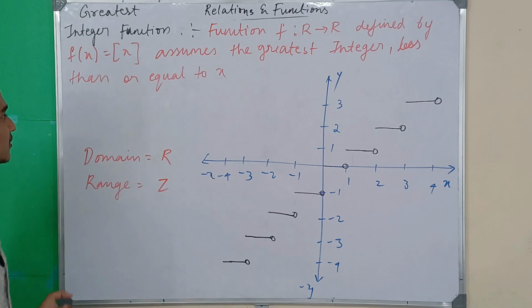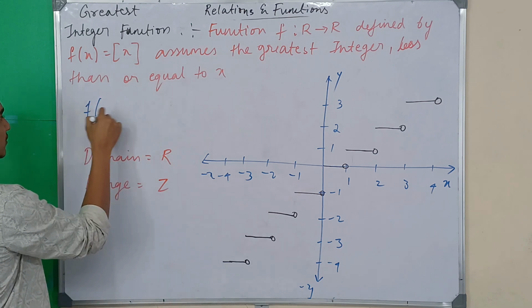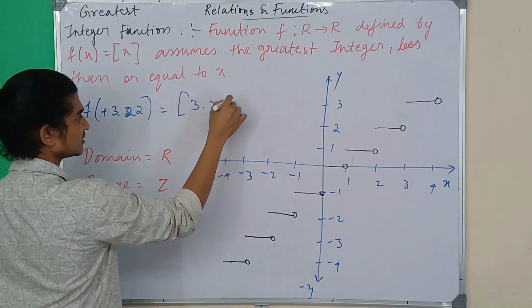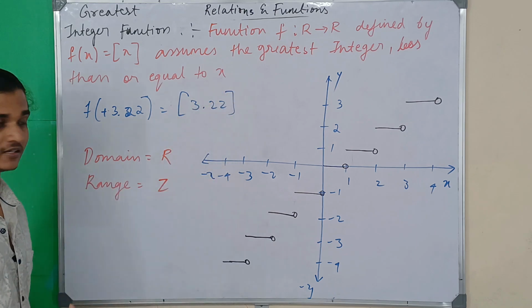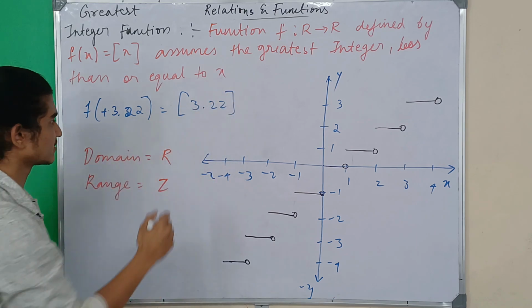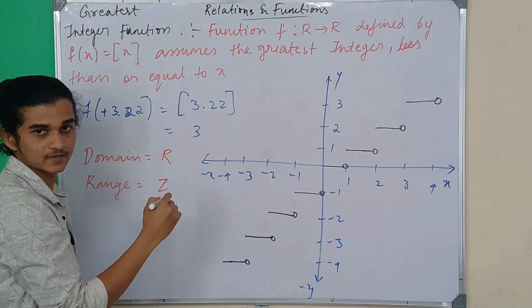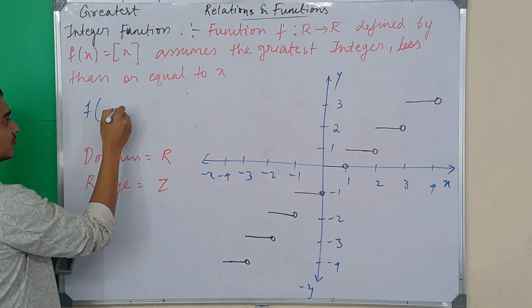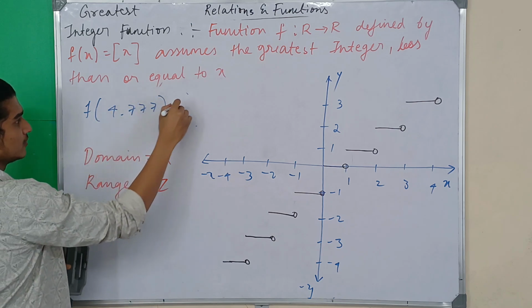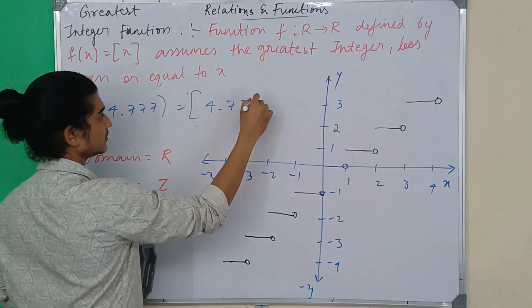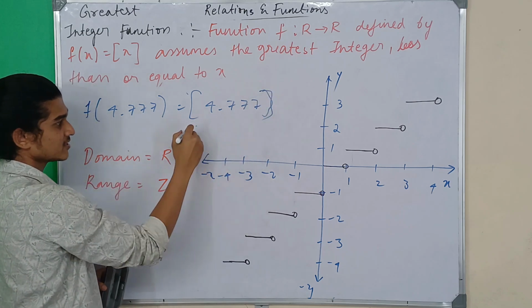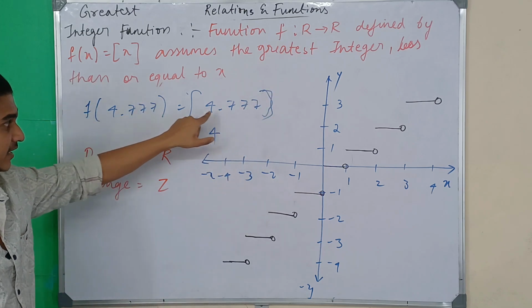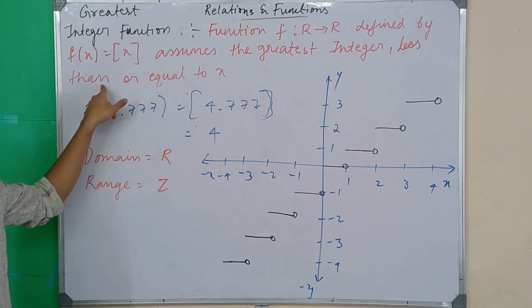Let me explain how it works. Suppose I write f of 3.22. If I put box 3.22, you just have to convert that into the integer: just remove the decimal part and write the integer, which is 3. If I say f of 4.777, so box of 4.777, in the answer remove the decimal part and write 4. So just assume the greatest integer to this number that is less than or equal to x.